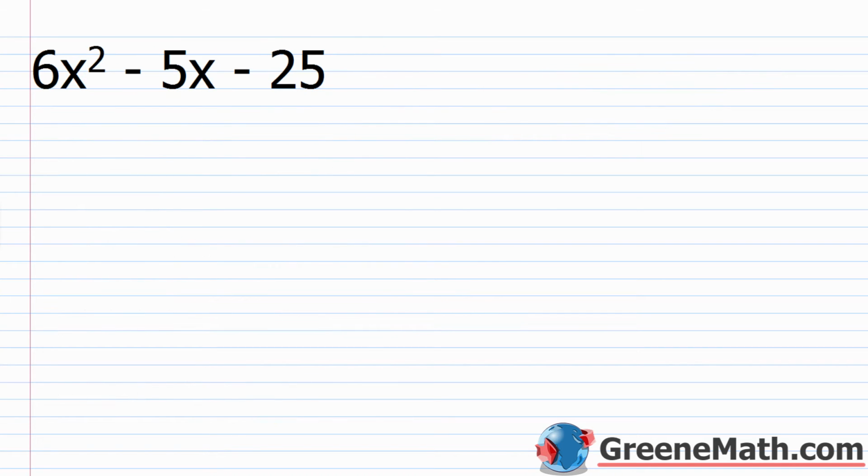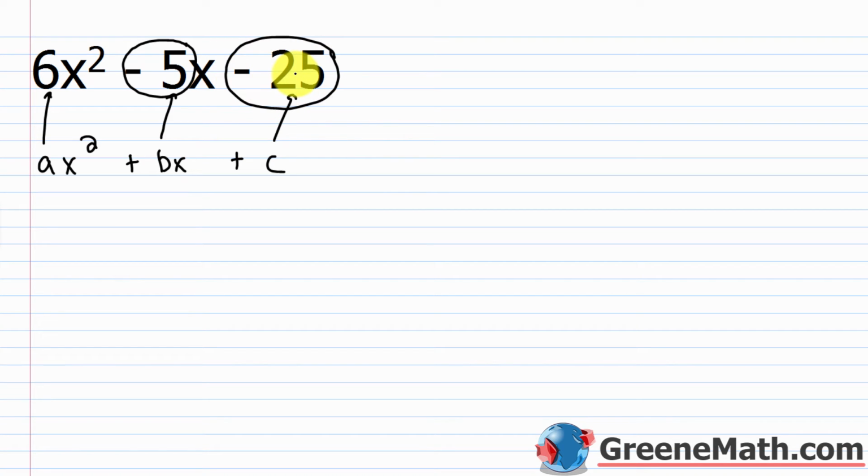All right, let's take a look at another one. So we have 6x squared minus 5x minus 25. So again, let me just label things. So this is ax squared plus bx plus c. This is a, this is b, in this case the negative and the 5. So I'm going to circle it, so that's clear. And this is c, negative 25, the negative and the 25.